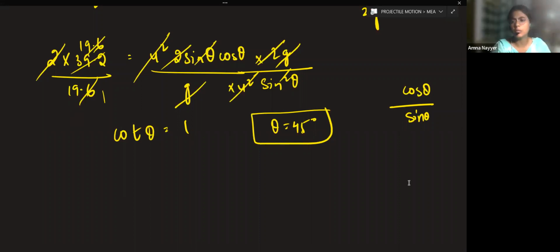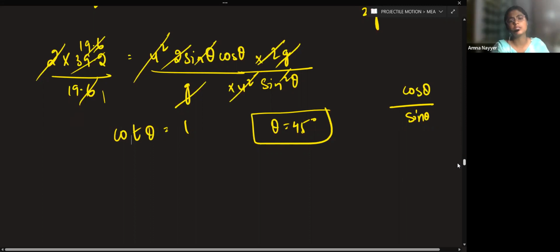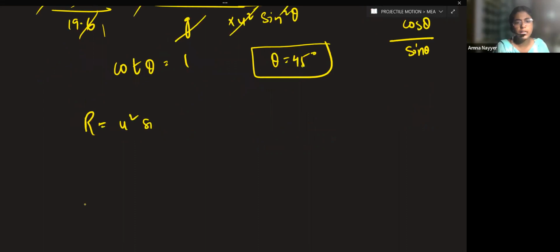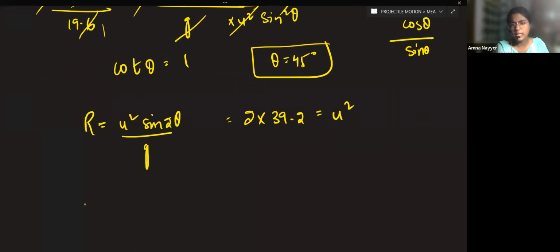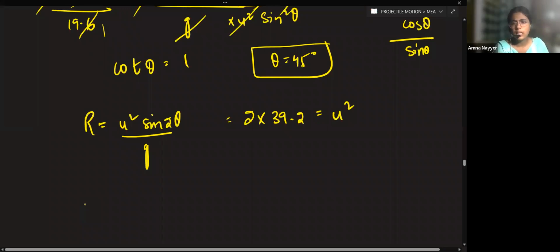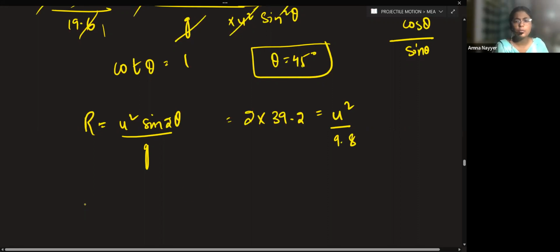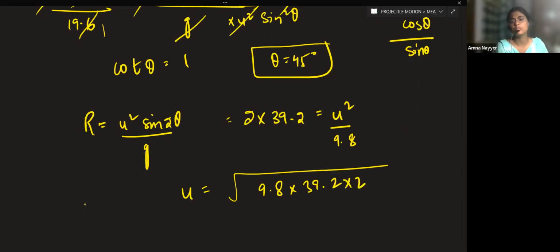Now put it in any of the equations to get the value of u. Let's put it in the equation of r. R is equal to u square sine 2 theta divided by g. So r is 2 into 39.2, equal to u square sine 2 theta, that becomes sine 90, and sine 90 is 1, divided by 9.8. So u becomes under root 9.8 multiplied by 39.2 into 2. This much meters per second, you can calculate on your own.